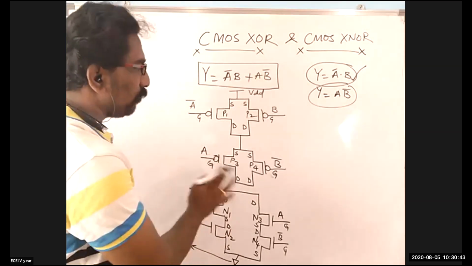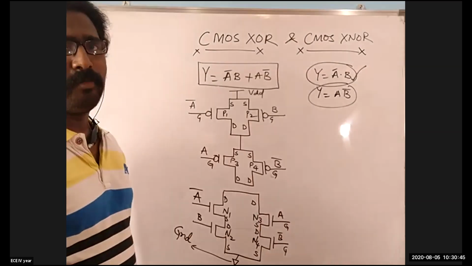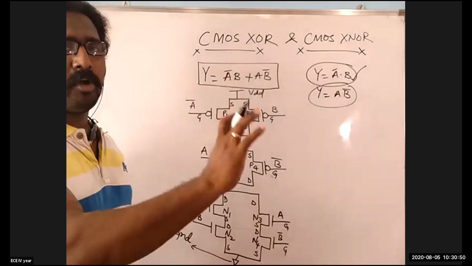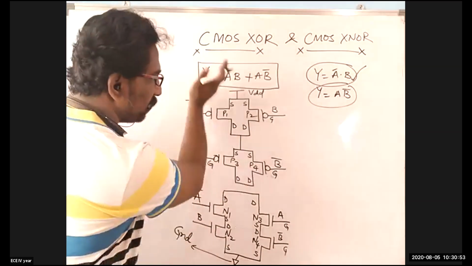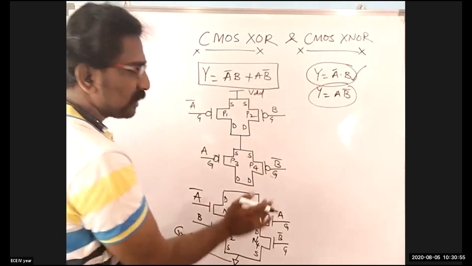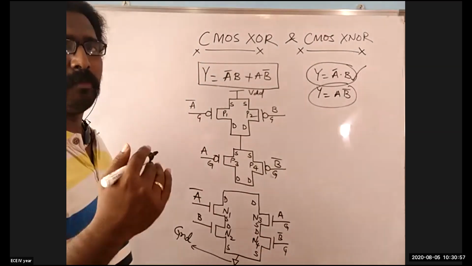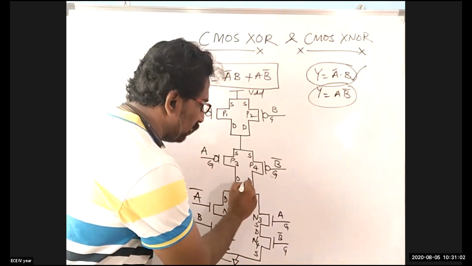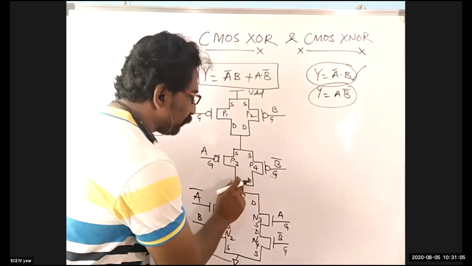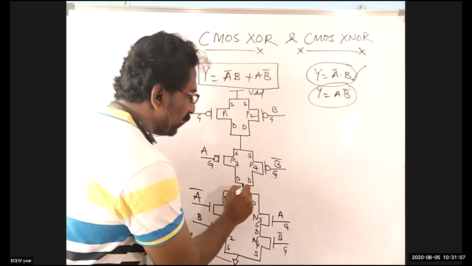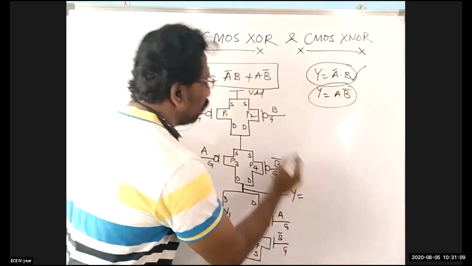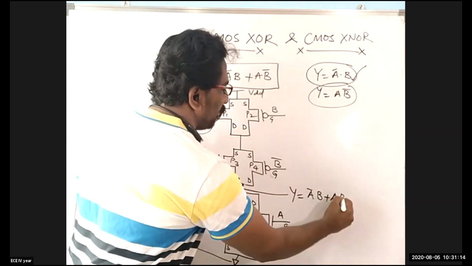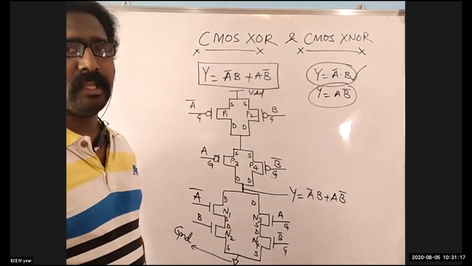Now we know that the output for any CMOS structure will always be obtained between the complete P block and the complete n block. So the top part is a complete P block and the bottom part is a complete n block. So between this P block and n block only, our output is obtained. So I'm making a line over here, the connector has been connected here, and through that one you'll be obtaining your output. That output is equal to A bar B plus A B bar.